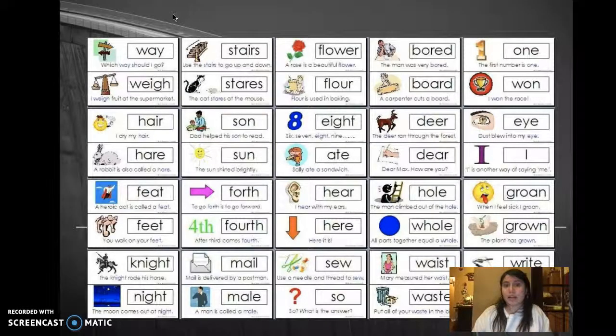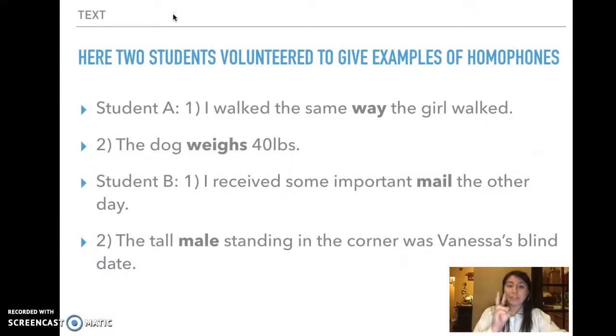So here in my next slide, I decided to put in a chart so my students can give me some examples using two of these homophones that I put in the chart. My students volunteered in the next slide to give me some examples, and the following slide will show the examples. So here are my two students who volunteered. Student A: I walked the same way the girl walked. Student A also gave me another example: the dog weighs 40 pounds. Yay, good job, used weigh perfectly.